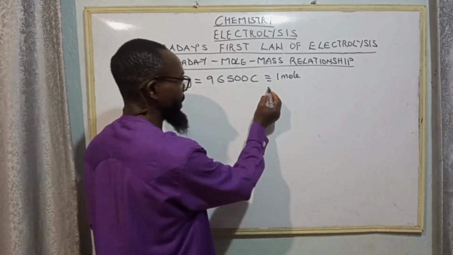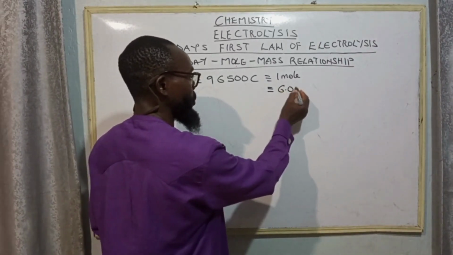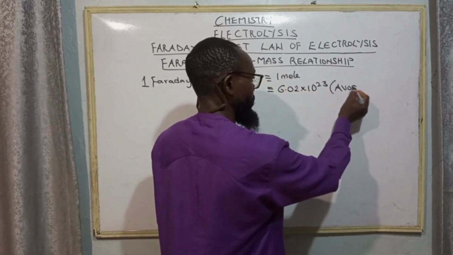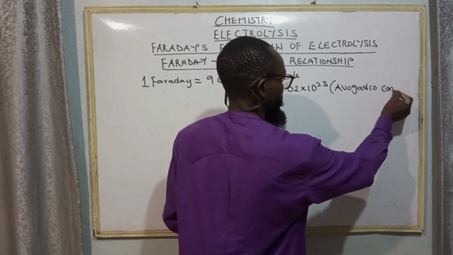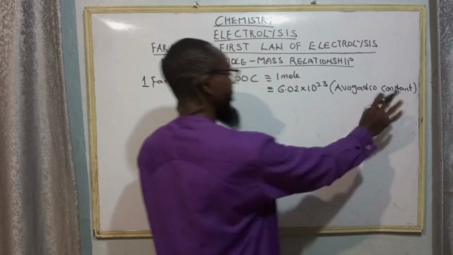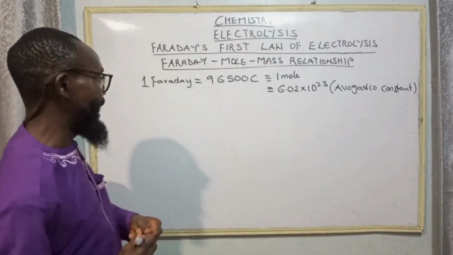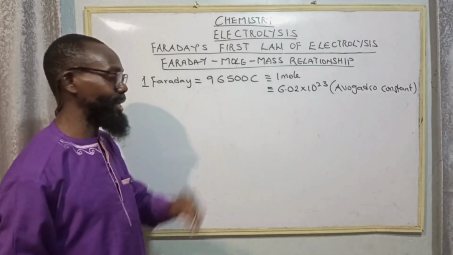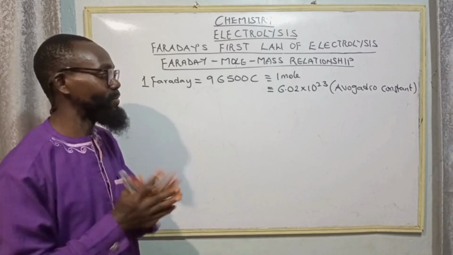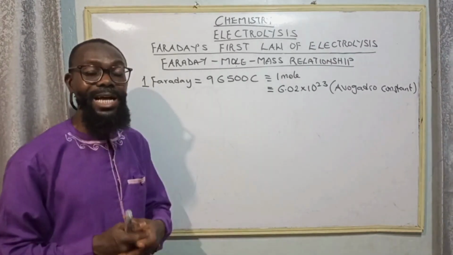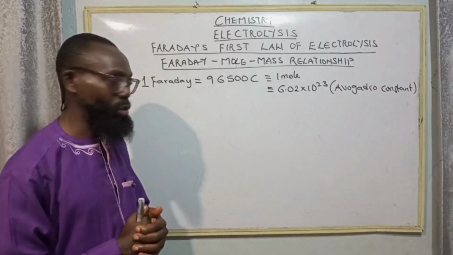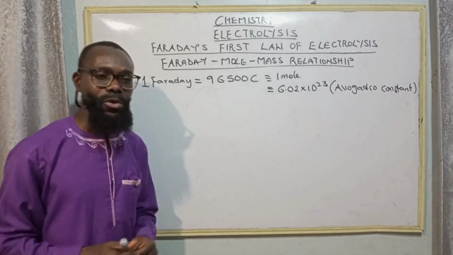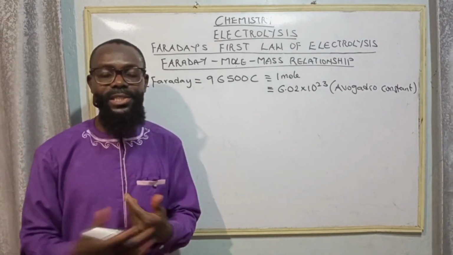Likewise, it's also equivalent to 6.02 times 10 raised to the power 23, which is what? Avogadro's constant. So which means that for any element, 1 mole of that element will be equal to 96500 coulomb, which is 1 Faraday. Then that 1 mole of that element as well is also equal to an Avogadro's constant, which is 6.02 times 10 raised to the power 23. Now from here, we can now look at all these elements.